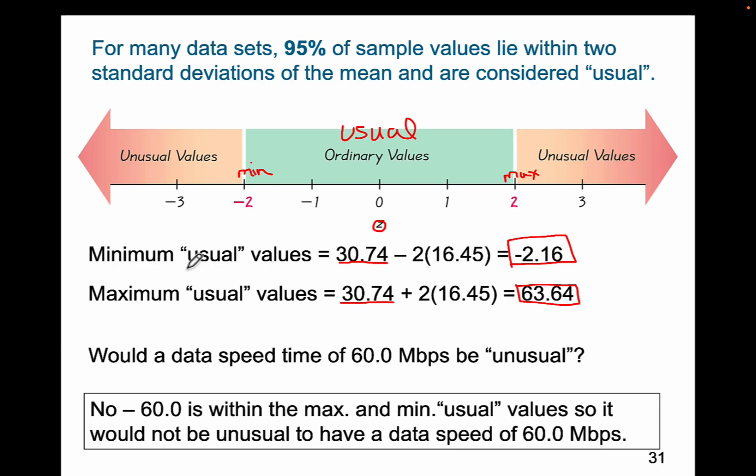These are 2 formulas you might consider adding to your reference sheet. They came from the mean right here, which was x bar. We subtracted 2 standard deviations. That's the formula for the minimum usual value. And for this one here, we took our x bar and we added 2 standard deviations to it. That is our formula for our maximum usual value.